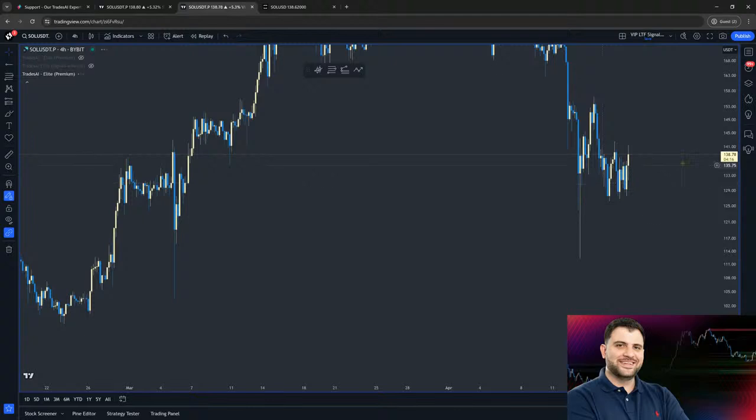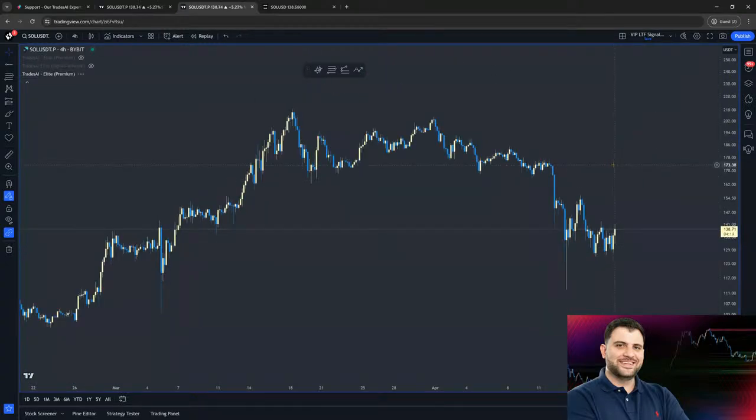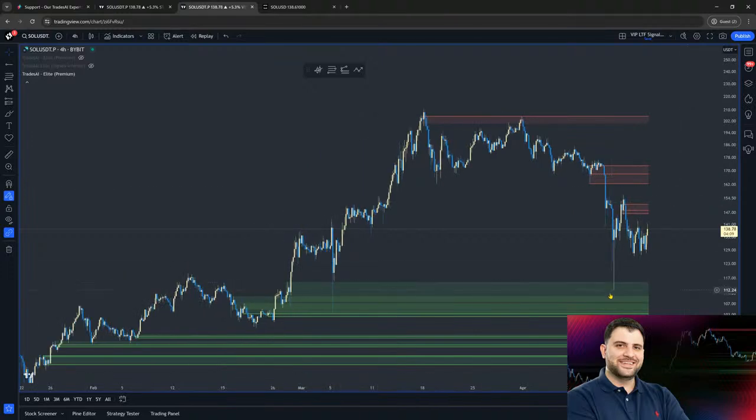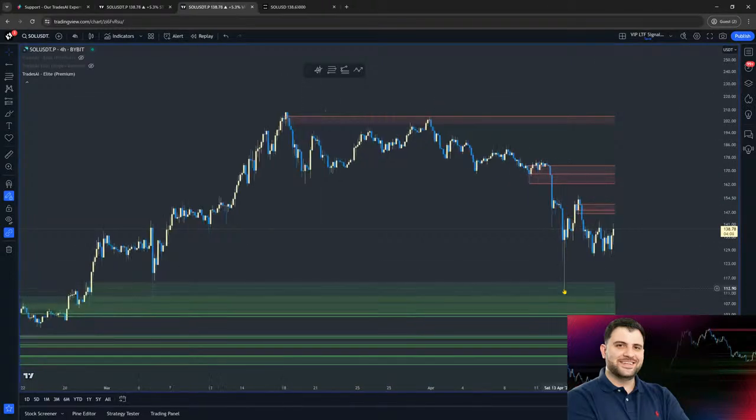Now, maybe I was in replay mode. One second. Let's see what ROBs we have right now. Okay, there you go. See, there was a green ROB in here that already got hit and went up, and now it hit it another time and went up.